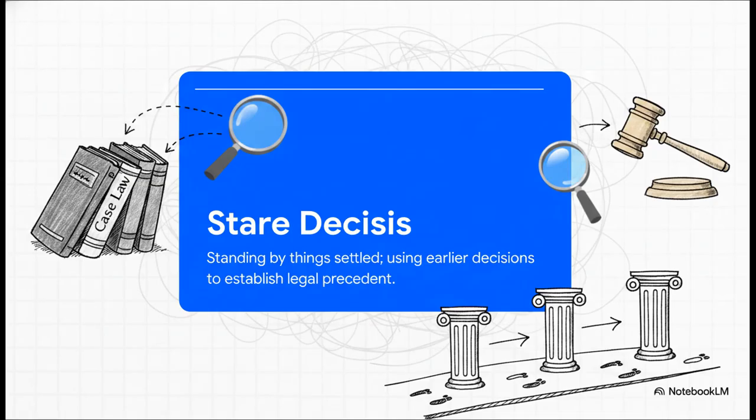Now, stepping beyond the Constitution, we hit case law. This relies on a pretty fascinating Latin concept, stare decisis. It literally translates to standing by things already settled. In practice, this just means later courts use earlier court decisions to establish precedent. It's basically how the legal system stays consistent over time. They use past decisions to carefully guide current ones, instead of just reinventing the wheel for every single case.